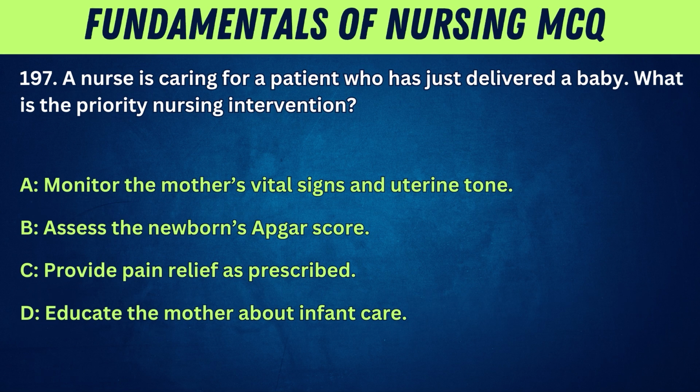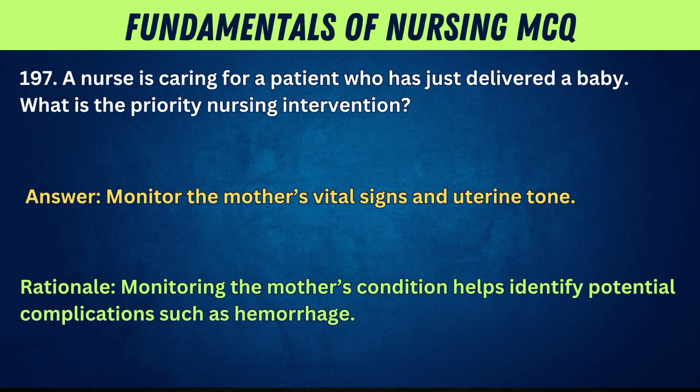197. A nurse is caring for a patient who has just delivered a baby. What is the priority nursing intervention? A. Monitor the mother's vital signs and uterine tone. B. Assess the newborn's APGAR score. C. Provide pain relief as prescribed. D. Educate the mother about infant care. Answer. Monitor the mother's vital signs and uterine tone. Rationale. Monitoring the mother's condition helps identify potential complications such as hemorrhage.